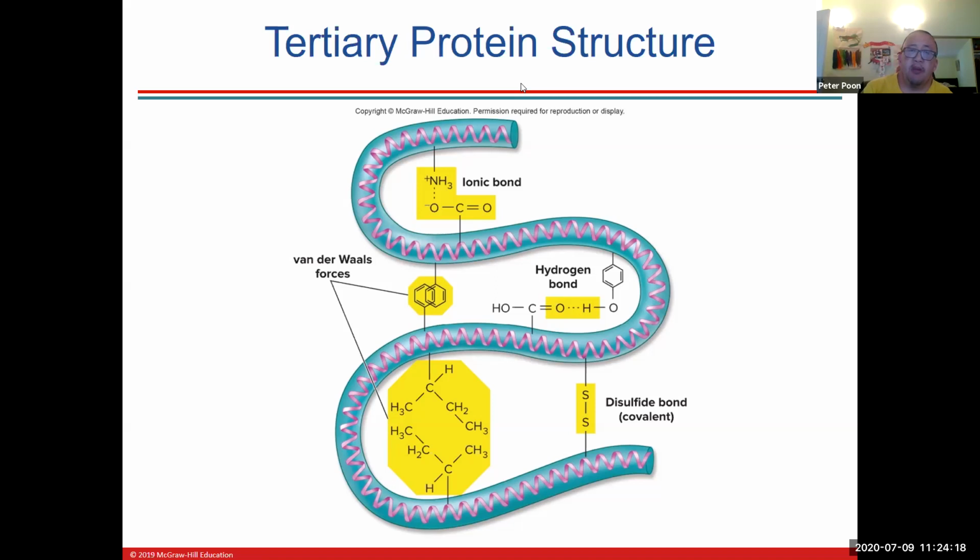So the tertiary protein structure is made by weak bonds, weak ionic bonds here, some hydrogen bonding there, some van der Waals forces there. Van der Waals forces are the weakest type of bond. They're the hydrophobic interactions between carbon atoms.